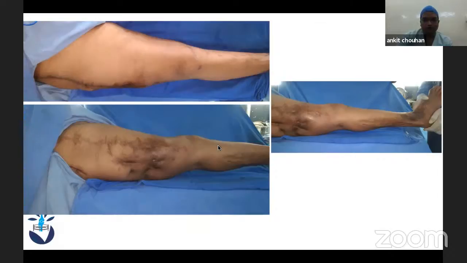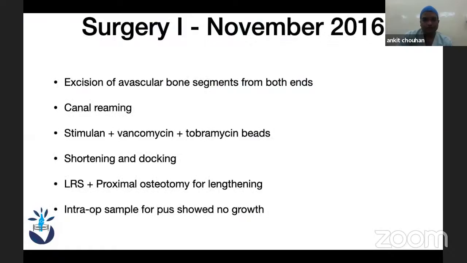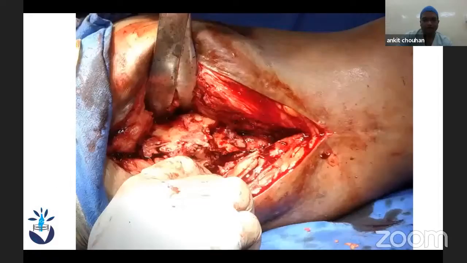This was the pre-op skin condition. The surgery consisted of excising a couple of centimeters from each fragment to freshen up the bone, canal reaming, and placing vancomycin beads. I did shortening and docking, put on an LRS, and did a proximal osteotomy for lengthening. I also collected an intra-op sample, which showed no growth on pus culture. The patient was already 4 centimeters short before the surgery. This surgery made him another 2 centimeters short.